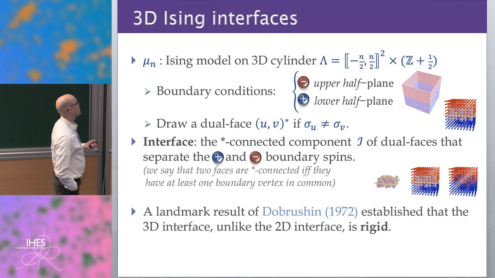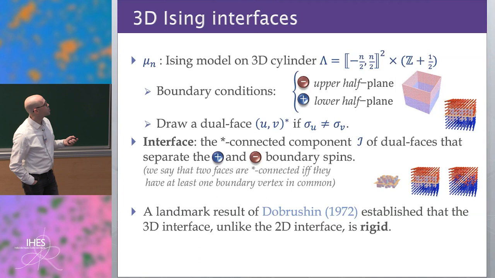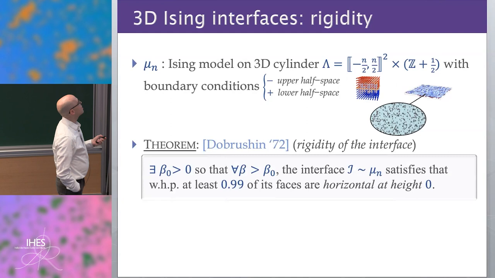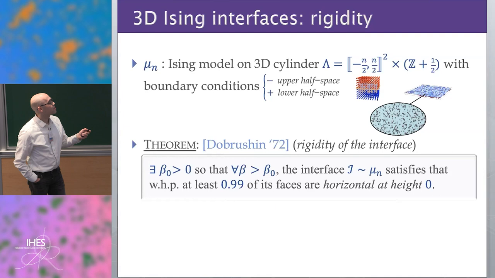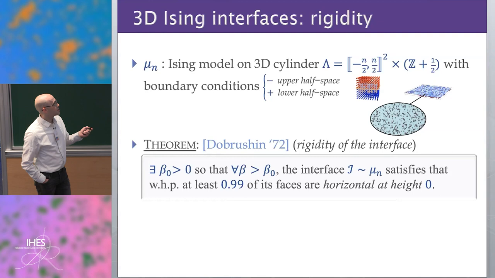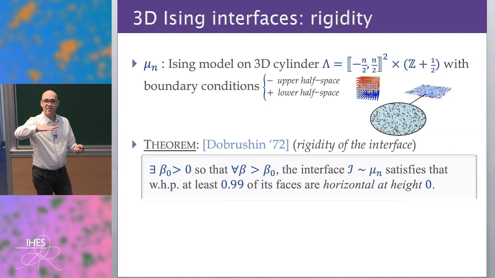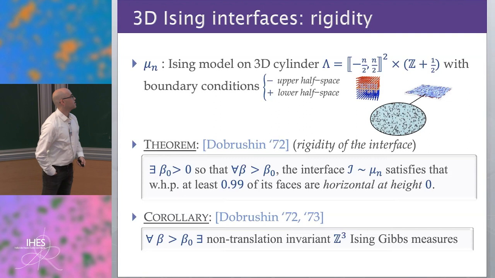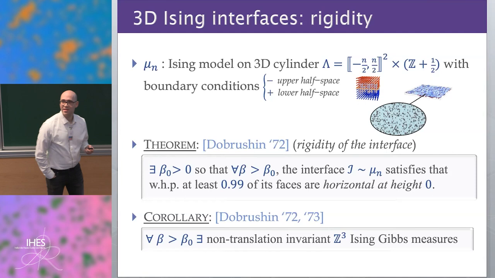Dobrushin's landmark result of 50 years ago was to show that this interface is rigid. Here's one way to formally state it. Starting from some beta naught, if you look at any beta that exceeds this beta naught, and you look at this collection of faces, we can say that 99%, this is actually 1 minus epsilon sub beta that goes to 0 as beta increases, but let's just say 99% of the faces are going to be just flat at height zero. And the famous corollary of this was that there are non-translation-invariant Gibbs measures, which was the topic of Lawrence's talk yesterday.